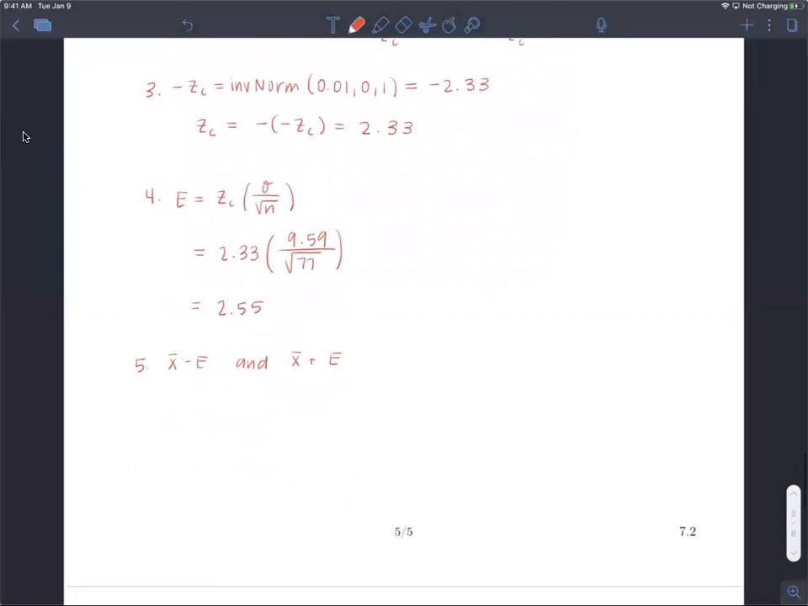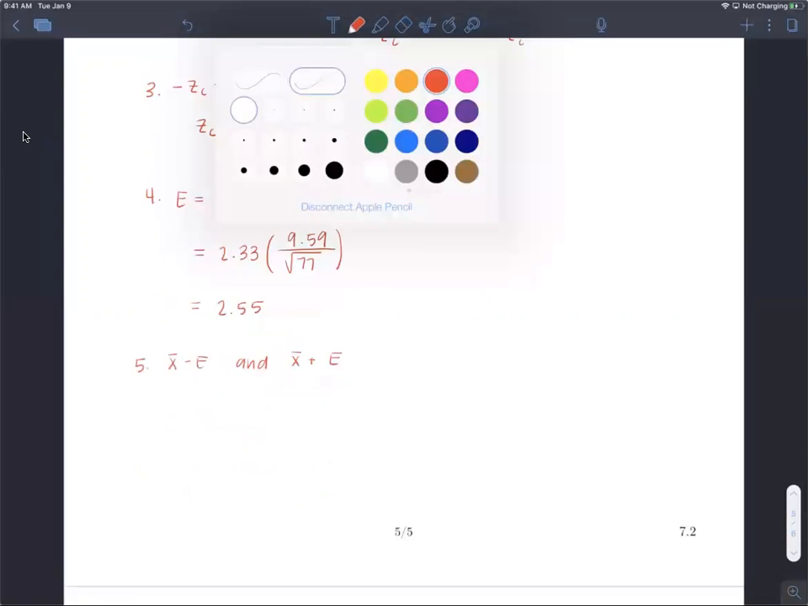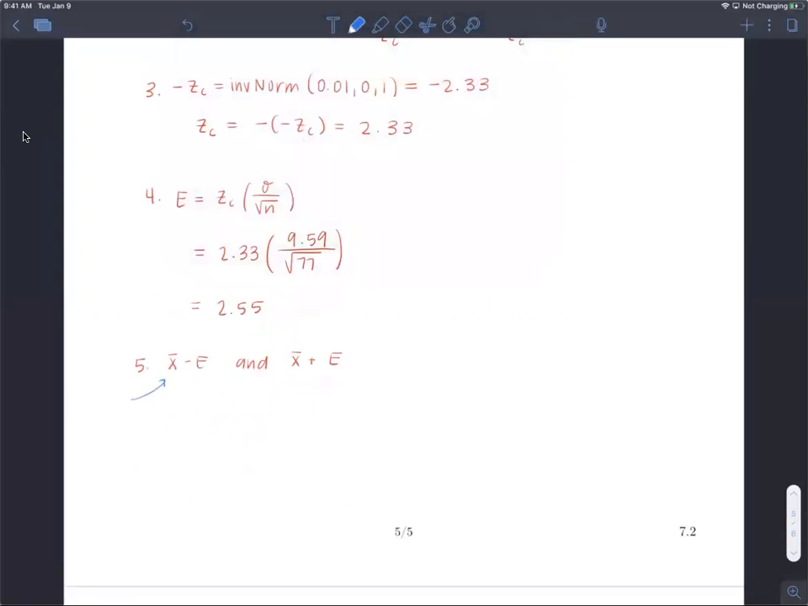And so here, X bar, remember X bar is, and so let me put this in a different color, X bar here is the point estimate. So don't forget that definition. So remember, the point estimate is always just the sample statistic. And then E is that margin of error.